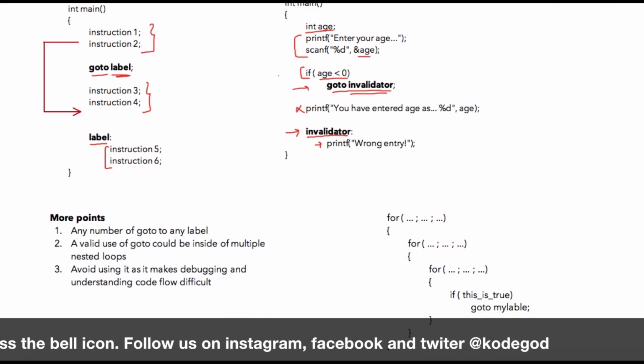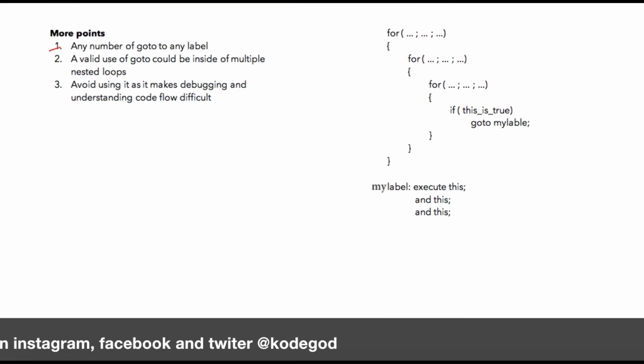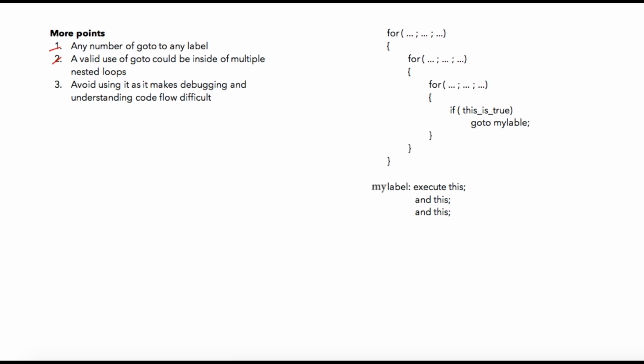Let us discuss more points related to the Goto keyword. First point is you can have any number of Goto statements and any number of labels in your program, and you can have multiple Goto statements pointing to a single label as well. Second point is a valid use case of a Goto keyword could be where you have multiple for loops like this, and then based on some condition you can use your label. If this condition is true, then the compiler will be redirected to this line directly and these statements will be executed. So in this case, we are breaking normal program execution with an exclusive condition and using our Goto keyword.